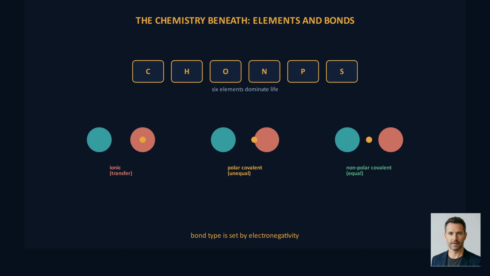But raw atoms are nothing without the bonds that join them, and bonds come in types set by how strongly each atom pulls on shared electrons, a property called electronegativity. When one atom essentially takes electrons from another, you get an ionic bond. When 2 atoms share electrons but unequally, you get a polar covalent bond. And when they share perfectly evenly, the bond is nonpolar covalent.